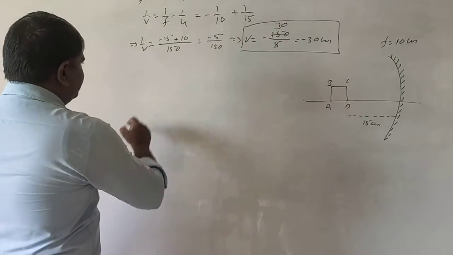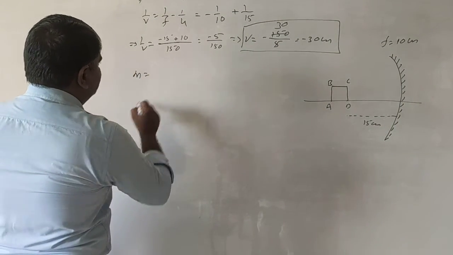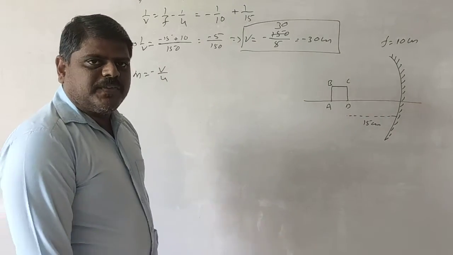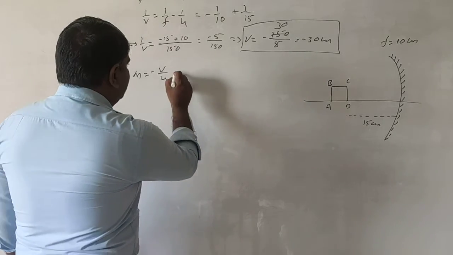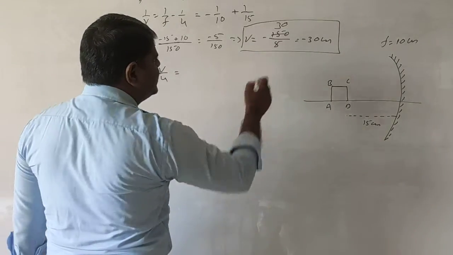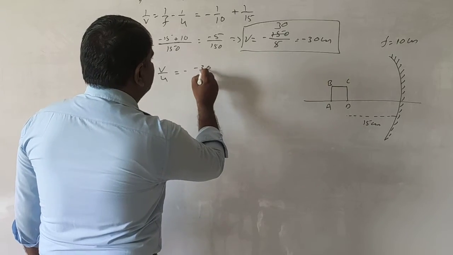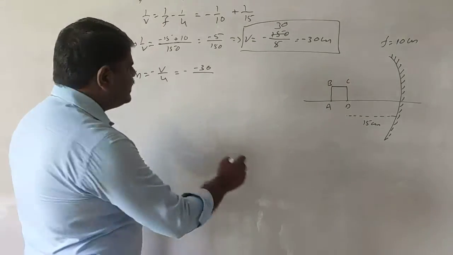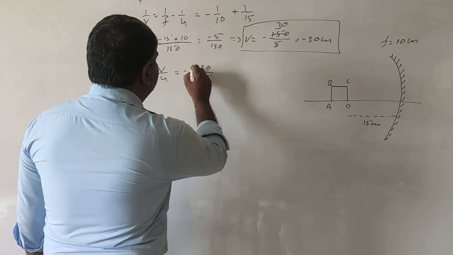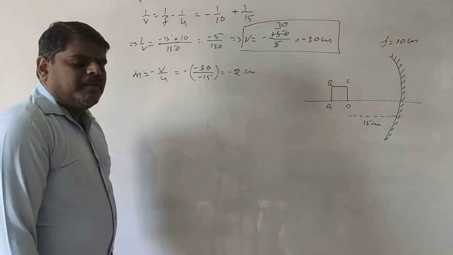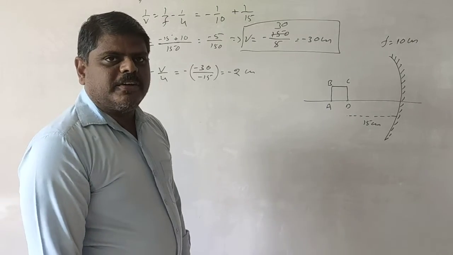To find the magnification, M is equal to, what is the formula? Minus V by U. Magnification M is equal to minus V by U. That is equal to the V value, 30 centimeters, minus 30 centimeters by the object distance minus 15 centimeters. If I simplify it, how much do I get? Minus 2. The magnification is minus 2.